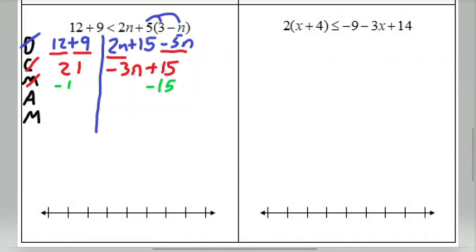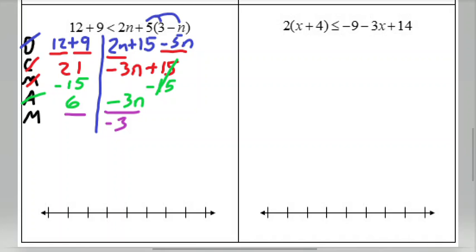And whatever I do to one side, I have to do to the other side. And I do minus 15 to cancel it out on that side. 21 minus 15 on this side gives me 6. And on my right side, I'm left with negative 3n. And I'm done with my adding or subtracting. My last step is I multiply or divide. So this is negative 3 times n. So the opposite of that would be divide by negative 3.